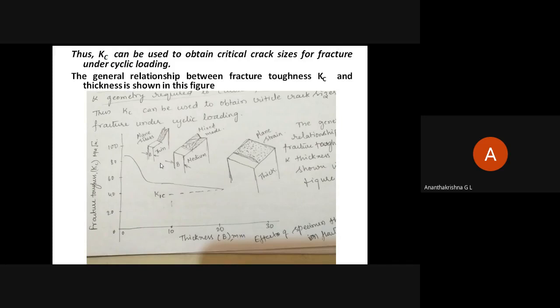Please write this diagram in your notebook. This is fracture toughness in y-axis, thickness in x-axis. This should be at the top. Below that is medium. Below that is thick. This should have been more steeper like this.